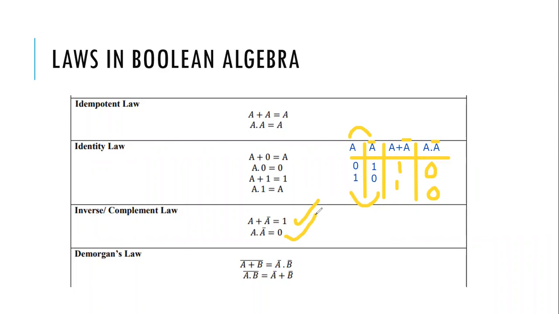That is A plus A bar is 1. A into A bar is 0. You need to remember, most of the places we need to use these laws to make the simplification. Is that clear?